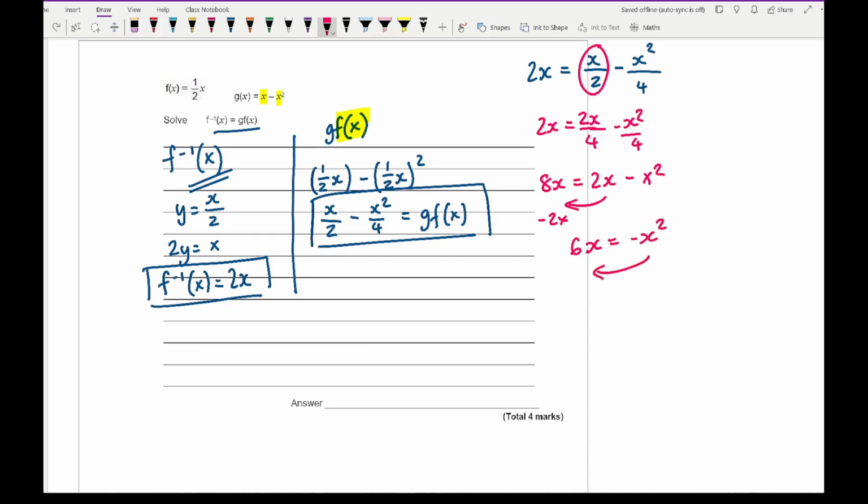Now if we take the x squared over, you might be tempted at this stage to divide by x, but we don't want to do that because we'll lose a value. So I end up with x squared plus 6x equals 0. And then I factorize, so I've got x multiplied by x plus 6 equals 0. So x equals 0 or minus 6. And there is my final answer.